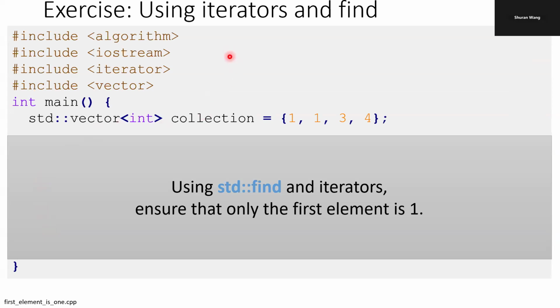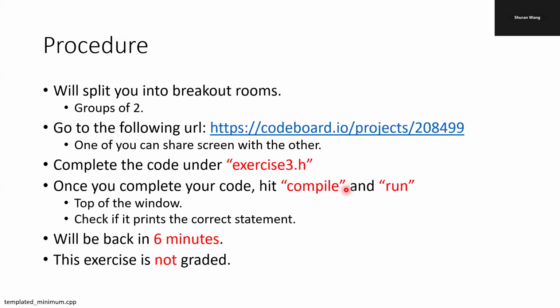And now let's go to the third exercise of this tutorial. Say you have a vector of int. Use the std::find and iterators to write a code that checks that only the first element is 1. So what this needs to check is that first, the first element is 1. Second, except for the first element, no other elements are 1. Let's go to exercise 3. And we'll be back in 6 minutes.